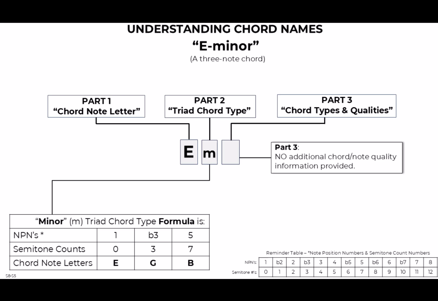As we observe the Part 3 section, we see that there is no additional chord type or note quality information to decode. So to conclude, we can go back to the lower left table and convert the chord formula numbers into chord note letters by inserting them in the last row as seen. Now, using the semitone count numbers to form this E minor chord, we see that the first note letter is an E note, which is the 0 count, the 3 count is the G note, and then the 7 count is the B note.